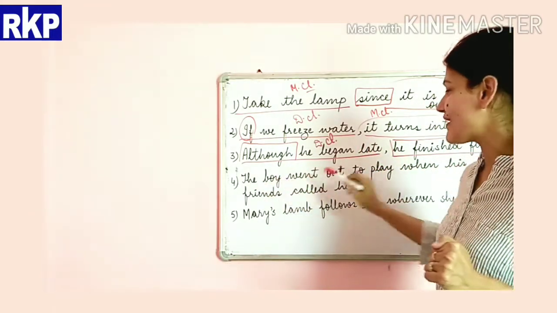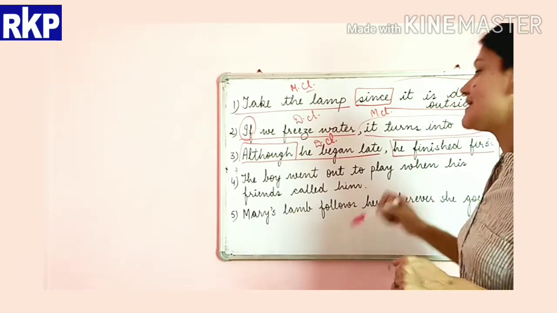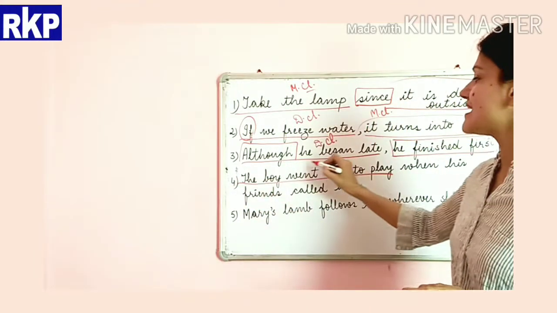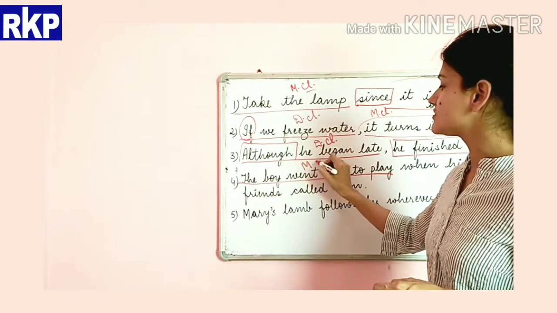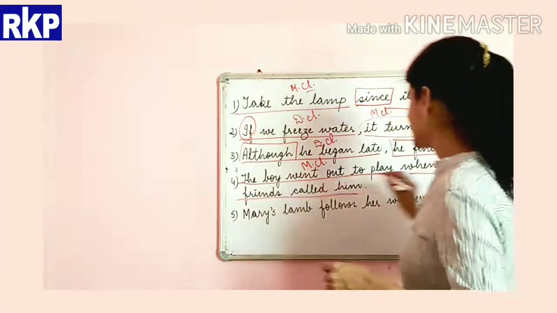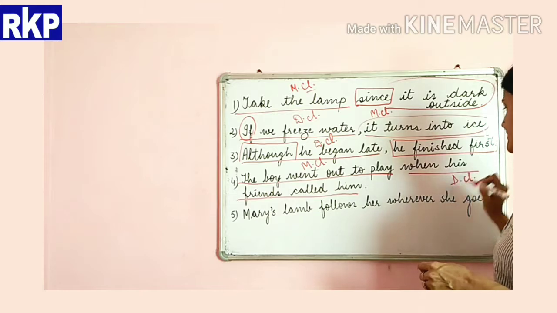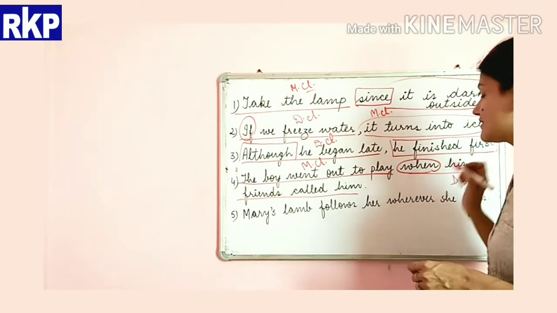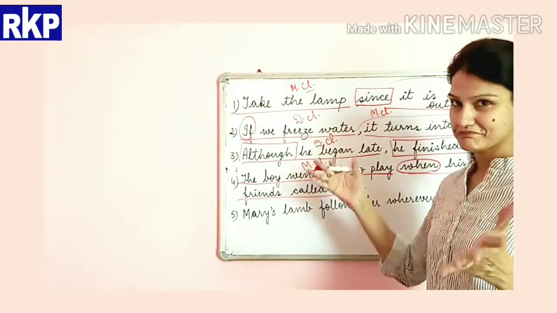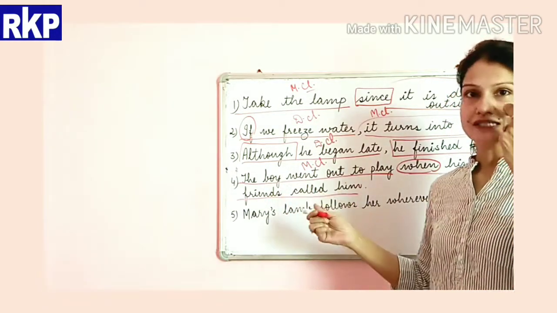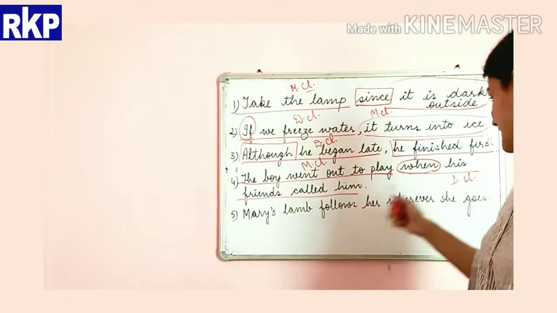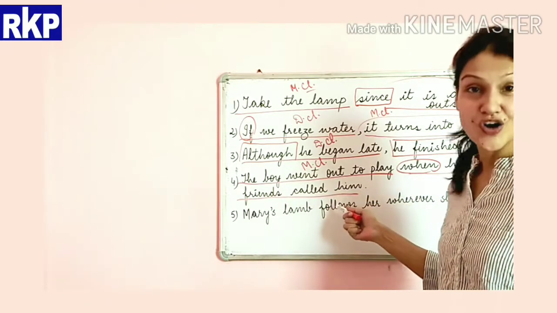Now next is, the boy went out to play when his friends called him. The boy went out to play is our main clause, and when his friends called him is the dependent clause. Here we get our subordinating conjunction, when. If we question to find out which clause this is: the boy went out to play. When did he go? When his friends called him.